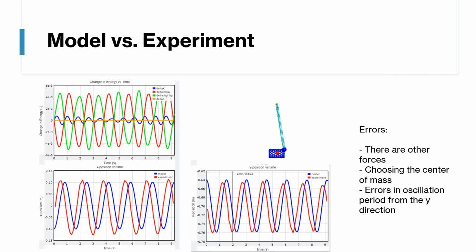When looking at the data and the graphs from the model and the experiment, we can see that they are pretty close but not exact, and this could be due to a couple errors. First is that there could be other forces acting on the mass, such as drag and air resistance. These are not calculated since we are taking only the mass of the object, the spring, and the Earth as the factors. Along with this, when choosing the center of mass for Tracker, there could have been some errors in choosing the exact center of mass. Finally, there could be errors in the oscillation period in the y direction, just from errors in calculation.